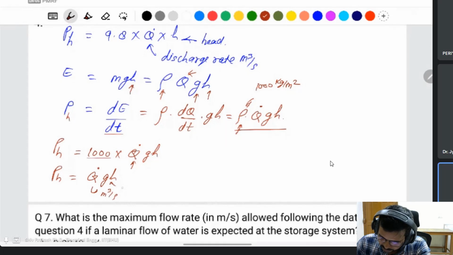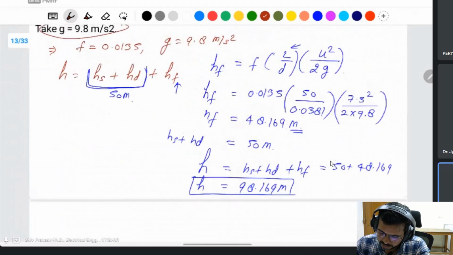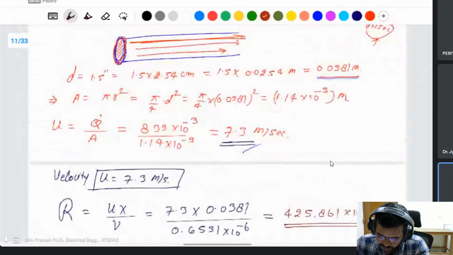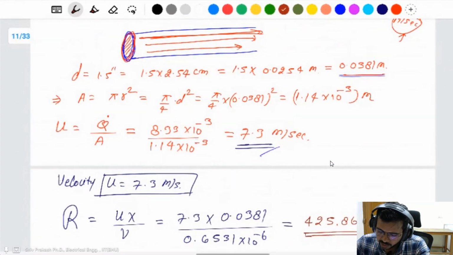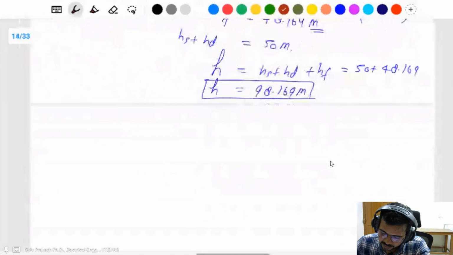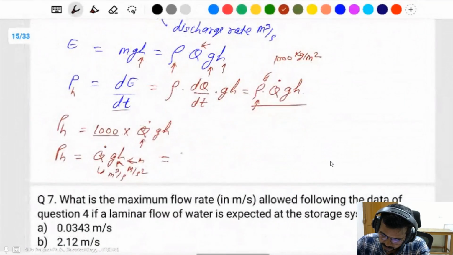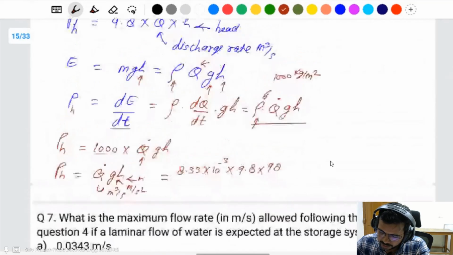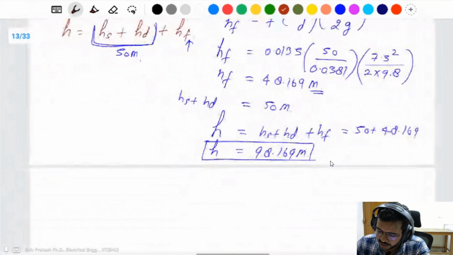g will be in meter per second square, and h will be in meter. What is the total power? Q dot was calculated in the same question: Q dot is 8.33 into 10 to the power minus 3. g is 9.8. Total head is 98.169, from the previous question, which I calculated.